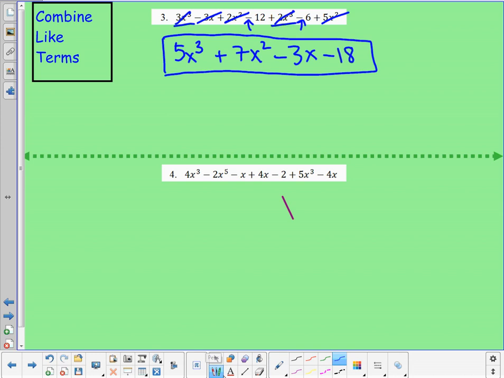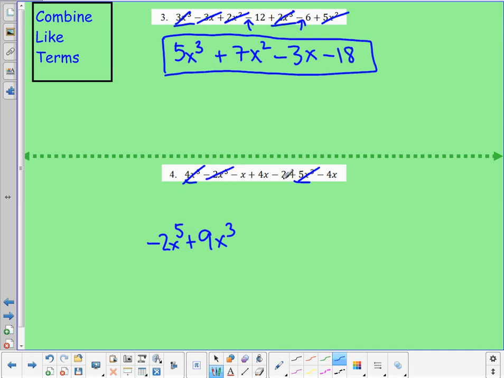And number 4. In number 4, we put our like terms together, x to the 3rd, x to the 3rd, 4 plus 5 gives me 9, that's 9x to the 3rd. Oh, I skipped one, sorry. X to the 5th should actually be in front of that. That x to the 5th has a larger exponent, so I should put it in front. Negative 2x to the 5th plus 9x to the 3rd.